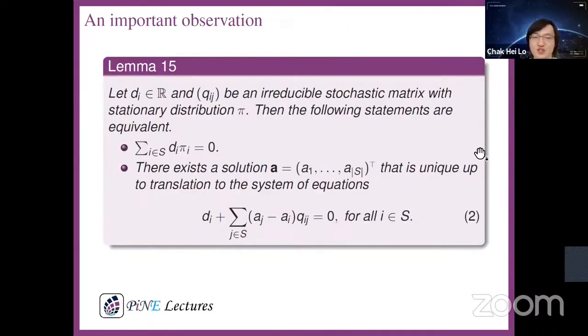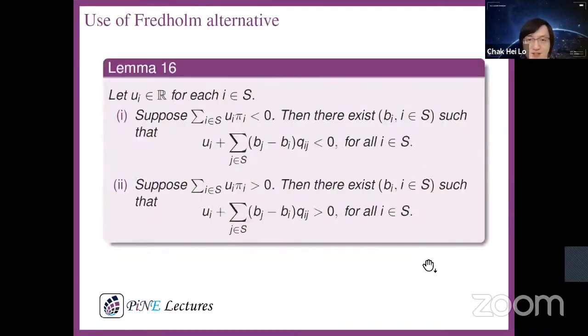So this is just an observation to interpret this summation of d_i pi_i equals to zero as this system of equations. This thing requires a proof, and it is not immediate to see why this is true in some sense. Right, thank you. But the important part is this thing. If we have some u_i in R, then if we have this condition, we can change this to the existence of b_i for this system of equations, and the reverse side.